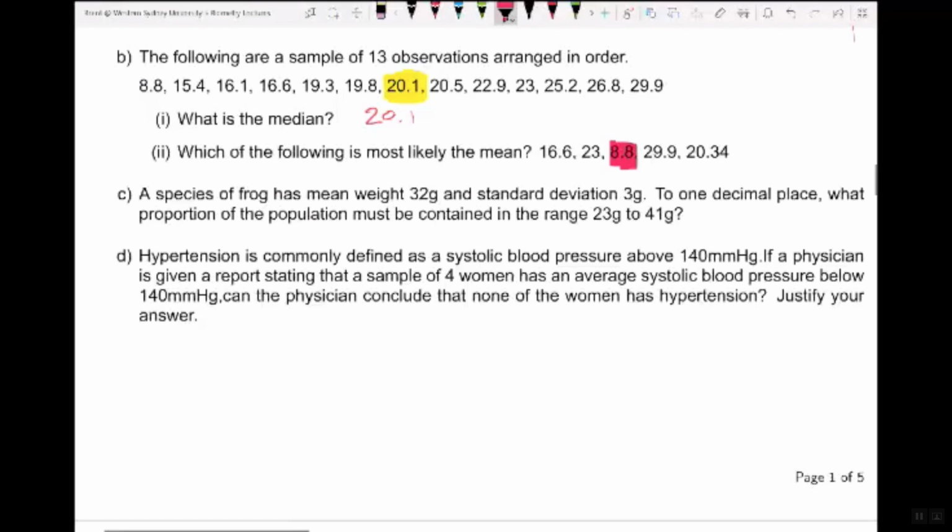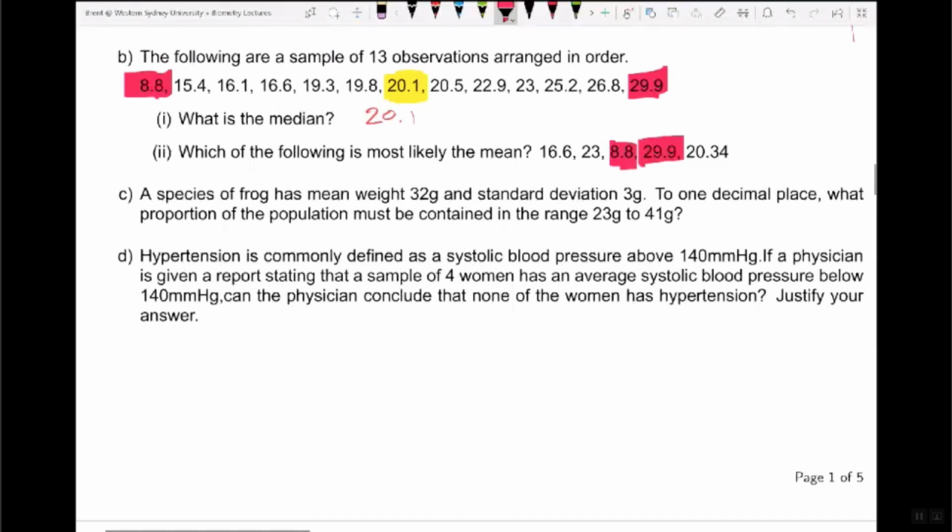I'm expecting the mean to be pretty close to the median, okay? Unless the set is very skewed, right or left skewed. I'm expecting the number to be somewhere around the 20 mark, okay? Looking at 29.9, that as well is the maximum. The mean can't be the maximum and it can't be the minimum. So we've got three options left.